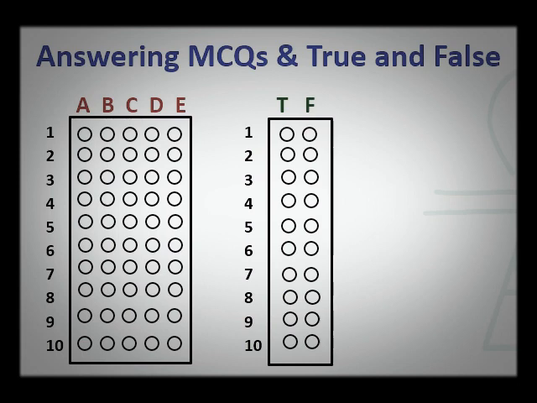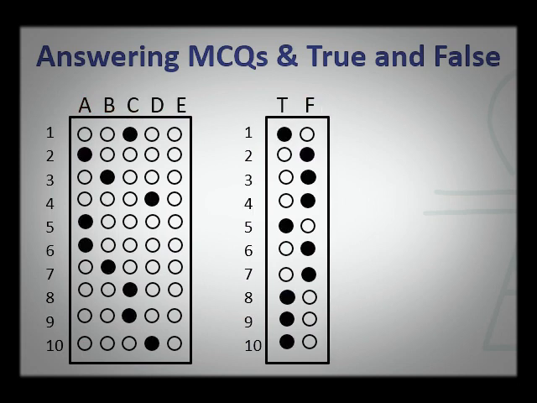This is how the bubble sheet would look like after shading. So in front of number 1, there's a shading in the C option. In number 2, it's A. In number 3, it's B. In number 4, it's D. Similarly, at the true and false section, number 1 is true, number 2 is false, number 3 is false, and so forth.